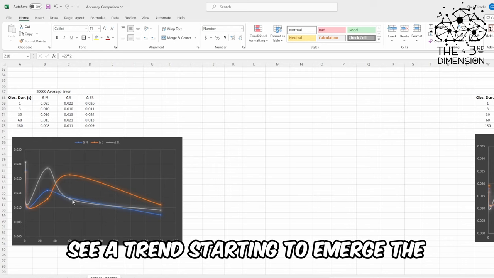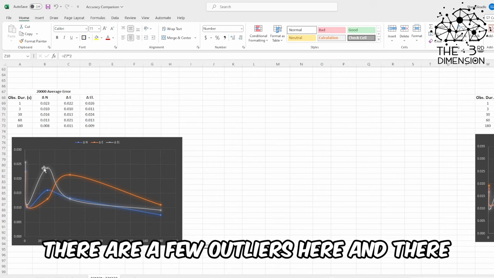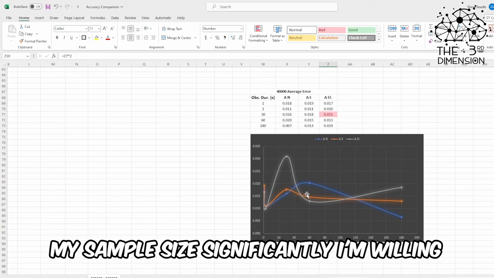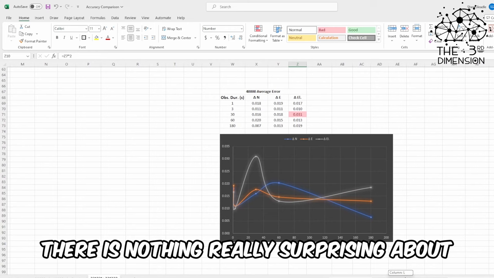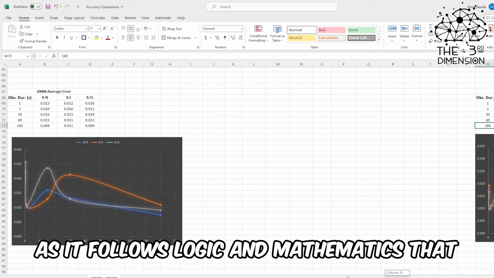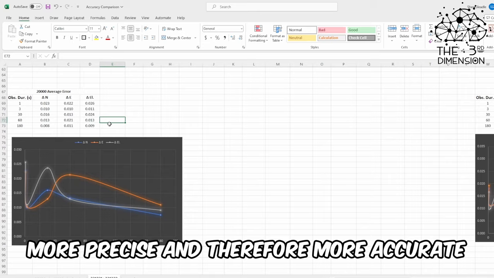There are a few outliers here and there, but if I had to guess, if I had increased my sample size significantly, I'm willing to bet the outliers would start to disappear. There is nothing really surprising about seeing longer observations reducing error, as it follows logic and mathematics that the mean of more measurements will be more precise and therefore more accurate.